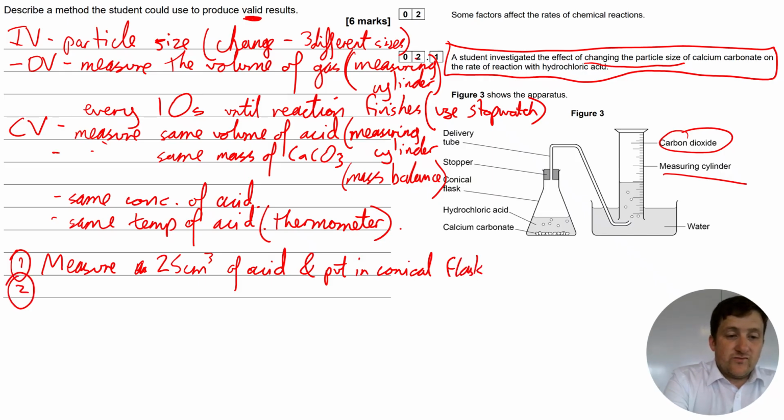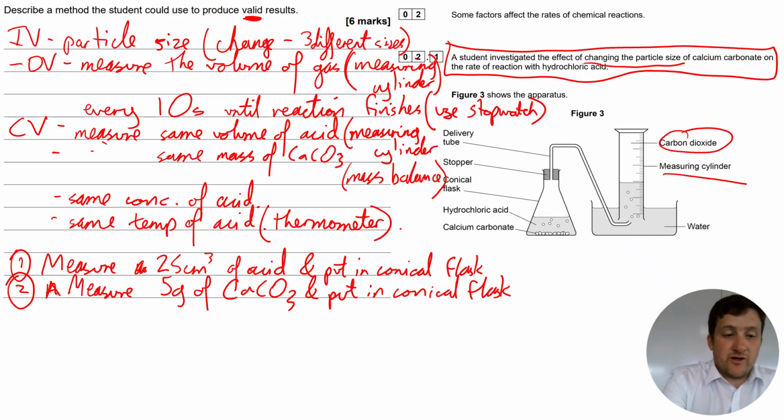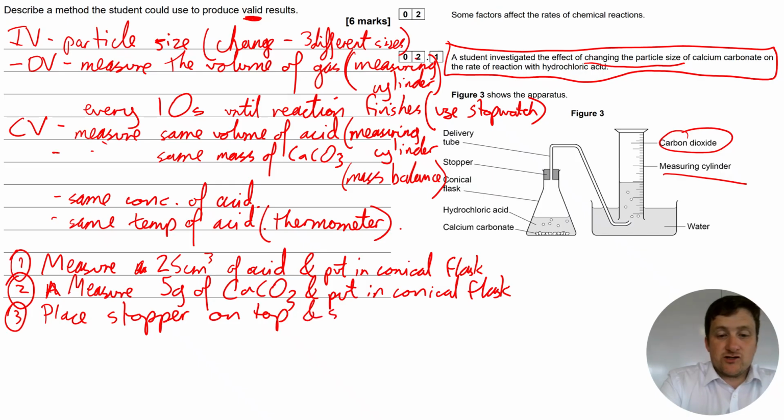Alright, number 2. We measure, and again, we're going to choose a random number. Let's say 5 grams of calcium carbonate. I've already said it's a mass balance, so I don't have to do it again. And put in conical flask. This is the big bit. Okay. Place stopper. Place stopper on top and start stopwatch.